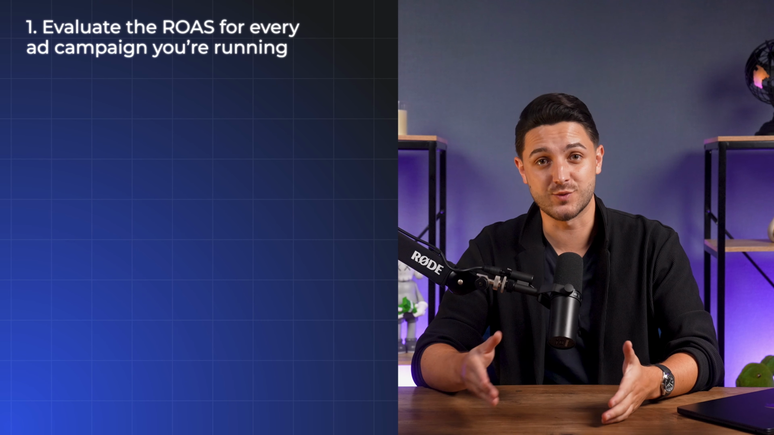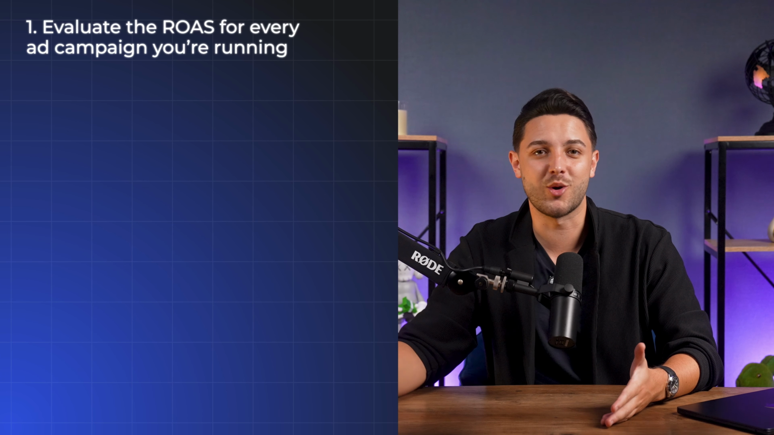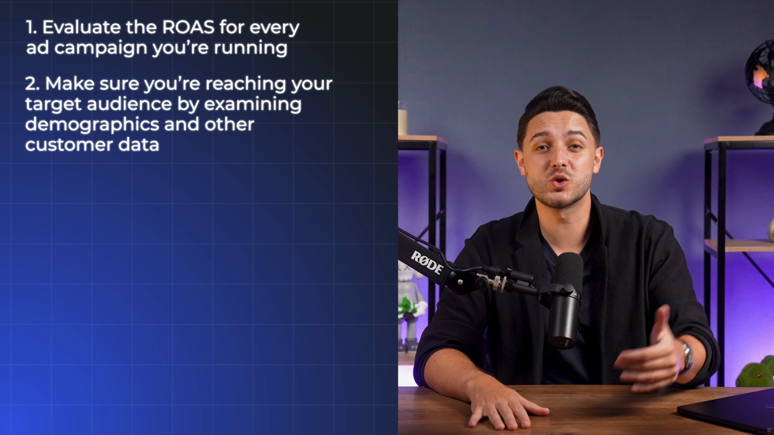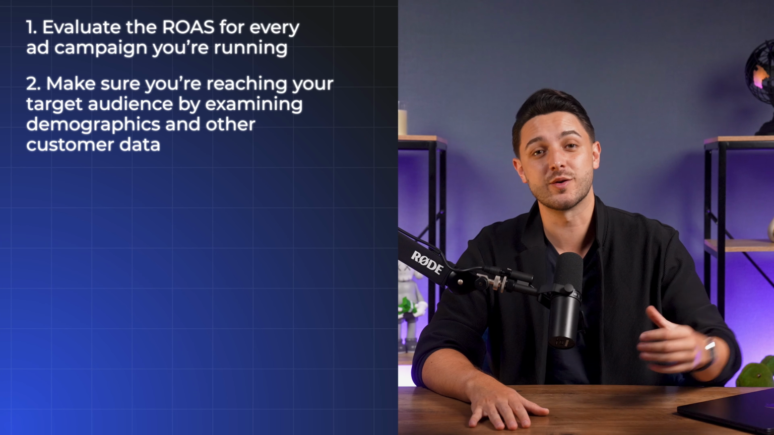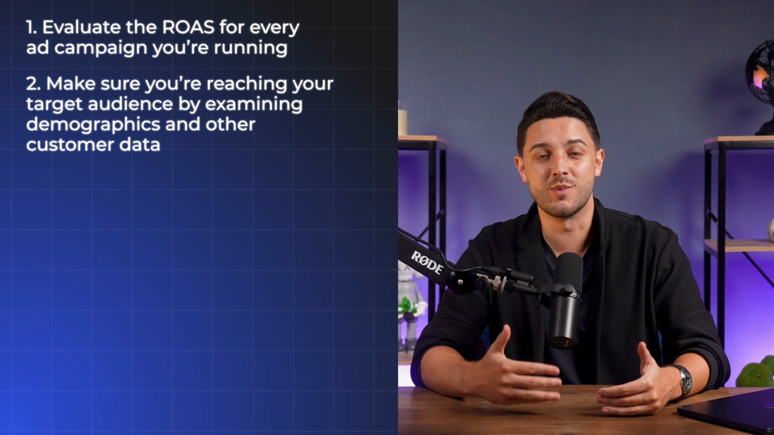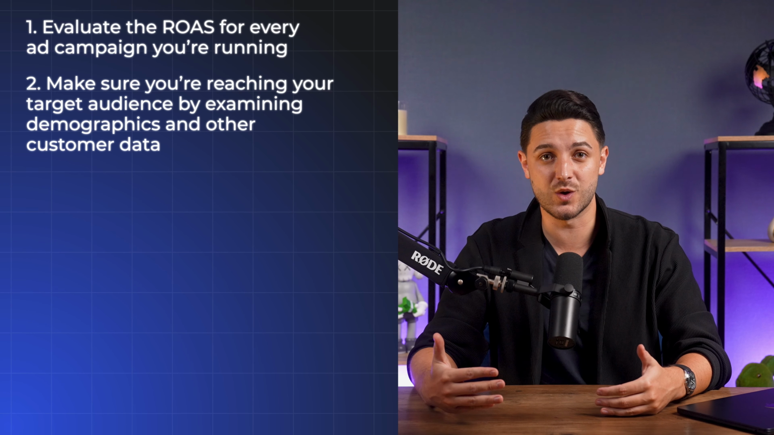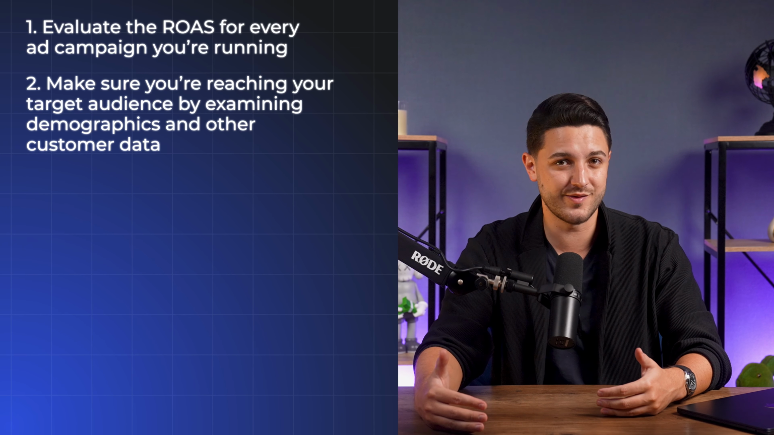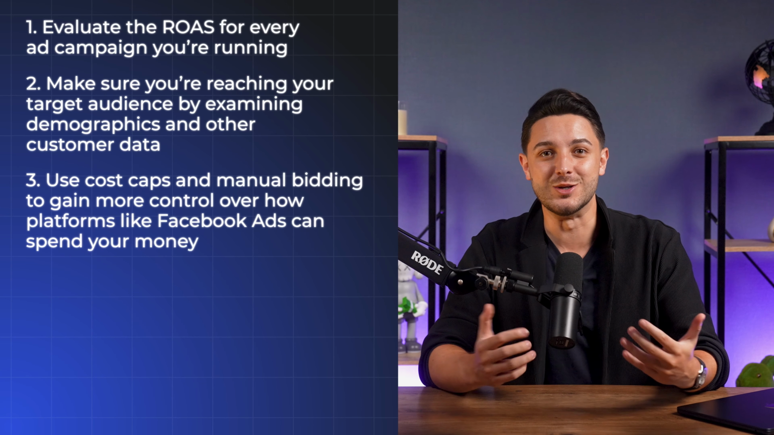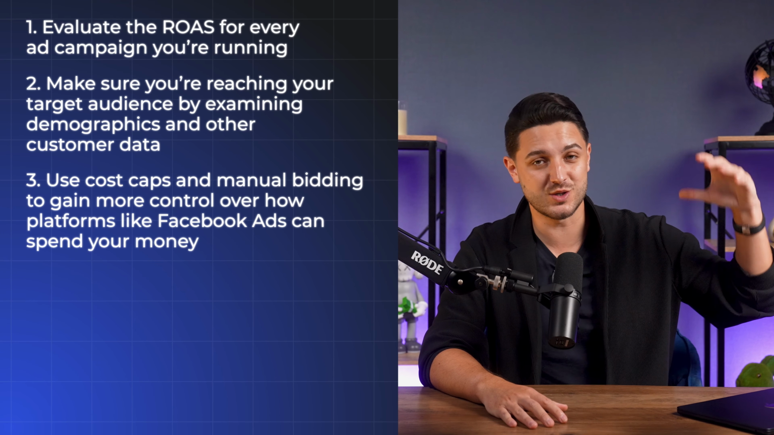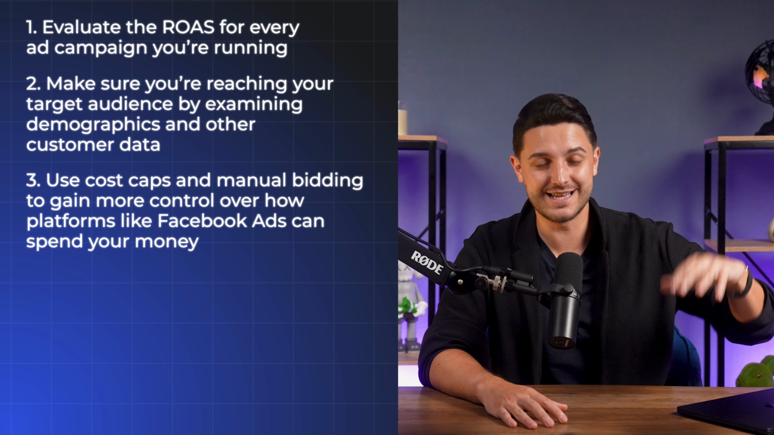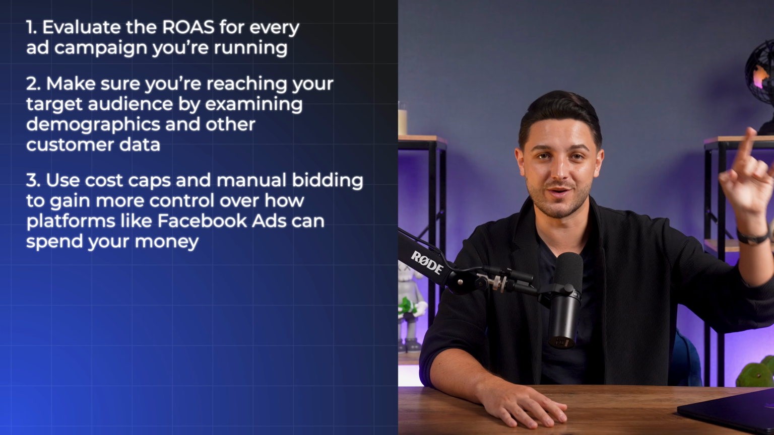And here's an example of how you would go ahead and merchandise your ad account. First up, make sure you evaluate ROAS for each campaign, collection, SKU, and product that you're running. Another one is ensure that you're reaching the right audience by analyzing the demographics and customer data. For example, you don't want to be serving most of your ad spend to 50 to 60-year-olds if the product is designed for a 25 to 45-year-old. In addition to that, use cost caps and manual bidding for better control of your ad spend. We have a separate video just talking about that we've done in the past in depth over here, which you can go ahead and check out if you haven't already.